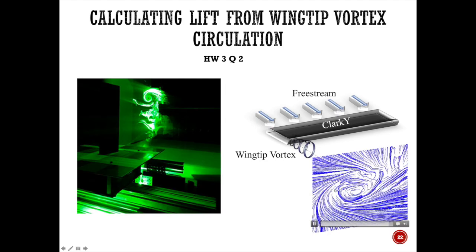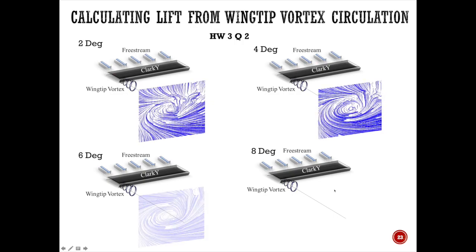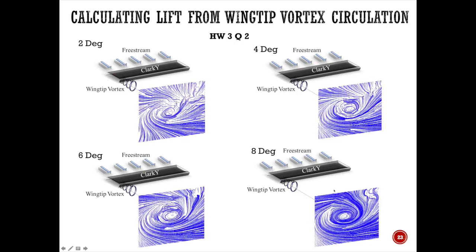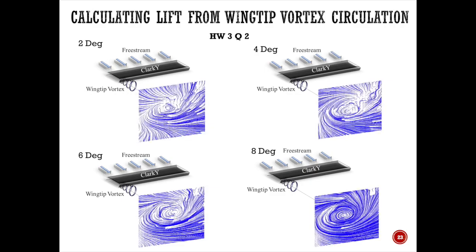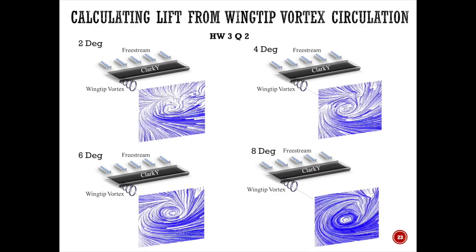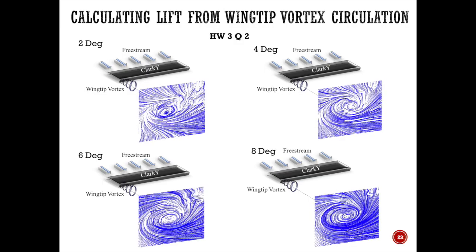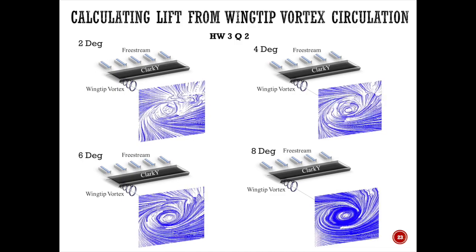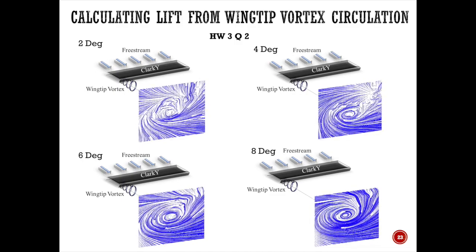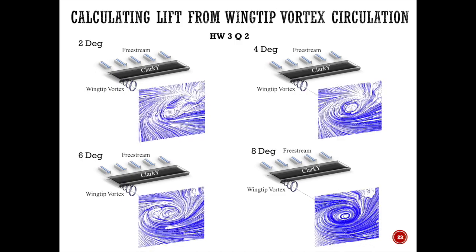So in this homework, I'll give you the vorticity, or not vorticity, you'll be calculating vorticity, but I'll give you the velocity data, the U and V velocity data for 2 degree, 4 degree, 6 degree, and 8 degrees. Okay, these videos sort of can tell you a story about how these wingtip vortices are forming and evolving at different angles of attack.